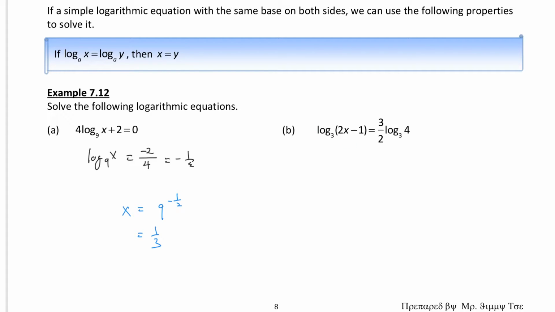Part B: log 2x minus 1 with base 3 is equal to 3 over 2 log 4 with base 3. You can use the previous idea, that means use the definition of logarithmic function to solve these equations. But I want to introduce another technique. You can refer to the above text box. If I know log x with base a is equal to log y with base a, we can imply x is equal to y. And maybe you will ask why, and it is not very difficult to prove.